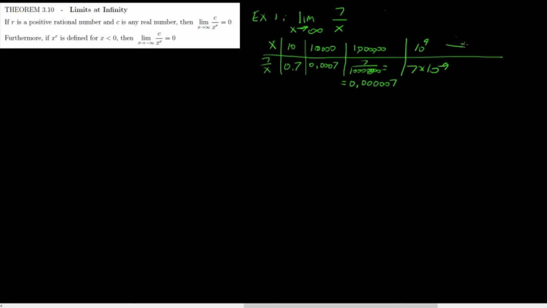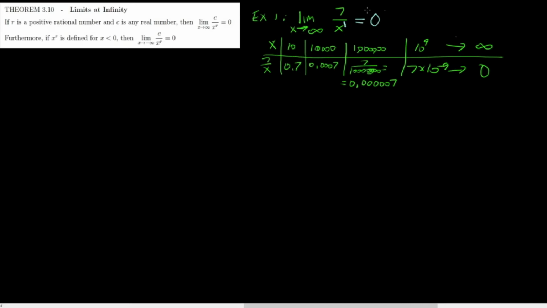So what's the idea? These x's are getting bigger, but 7 divided by x seems to be getting smaller and smaller. They're getting close to 0. So I think a reasonable answer to this question is that this limit is 0. That doesn't prove this theorem, but at least it shows that it's not wrong. We have our constant c is 7, and r, in this case, is just 1. x to the 1 is x.